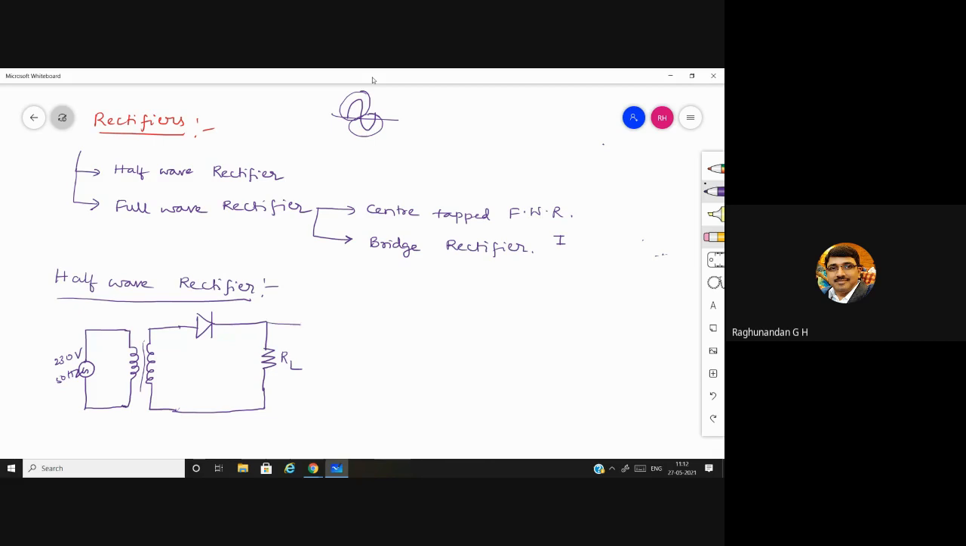Across this load resistance, whatever we are going to get, that is considered to be the output voltage. And whatever you will be getting across the secondary of the transformer, that is considered to be the input voltage. Now, this 230 volt supply is being given to the primary coil of the transformer, and based upon our requirement, we will be using different turns ratios of the transformer.